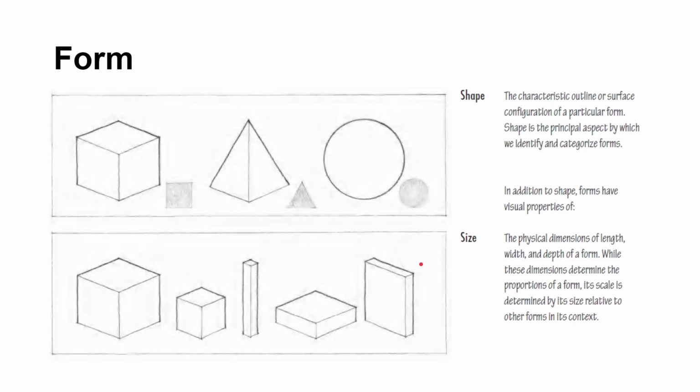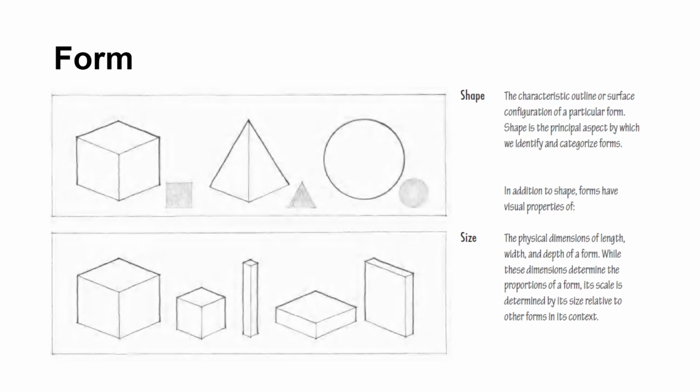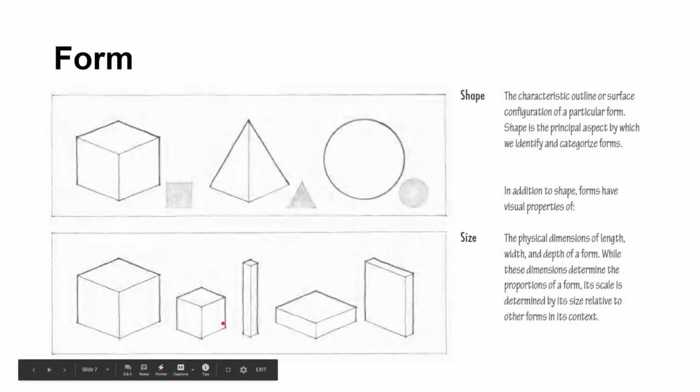Size is the physical dimension, the length, width, and depth of a form. These dimensions determine the proportion of the form, while its scale is determined by its size relative to other forms in its context. Whenever you think about size in comparison, you have to assess it as a whole. So you have varying sizes, depth, and height in form. In comparison to the square or the shape next to it, there is a difference in scale and in size.